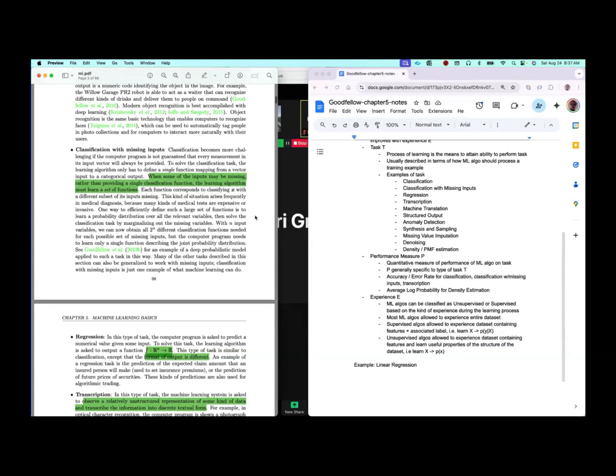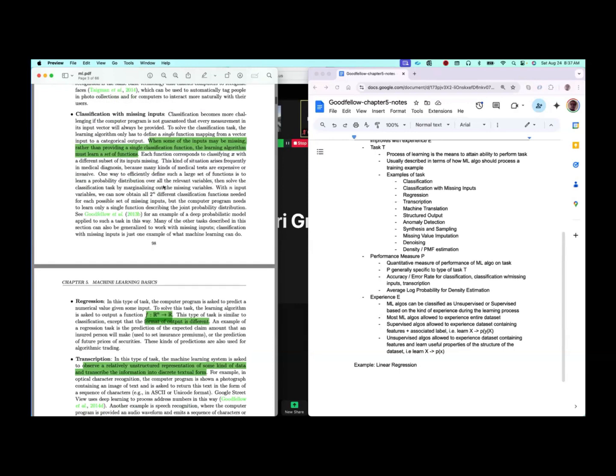And basically you can then solve the classification task by marginalizing out the missing features. So you basically say that I'm going to ignore the feature, so not really ignore it. I will aggregate the prediction of the classifier over all possible values. So if your values for this missing feature are 0 to 1, you calculate for 0.1, 0.2, and so on, and then you average on that. So you kind of marginalize out the feature.